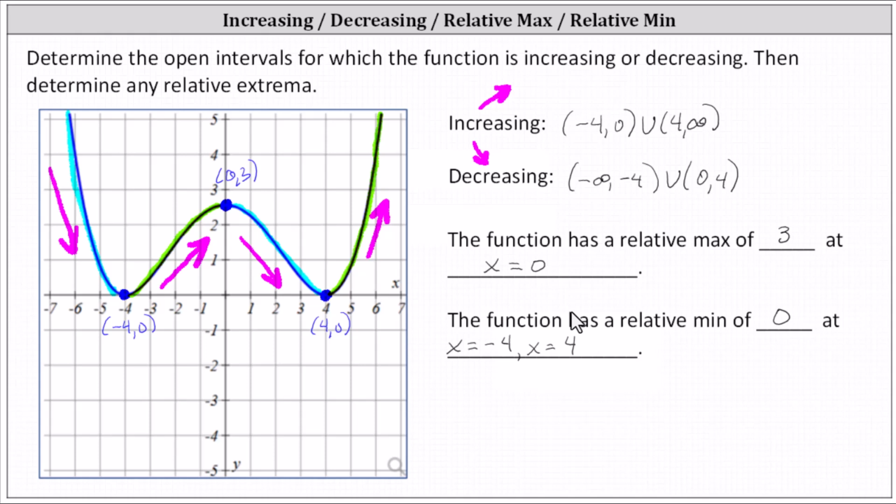Looking at the graph one last time, notice a relative min occurs where the function changes from decreasing to increasing, and a relative max occurs where the function changes from increasing to decreasing.